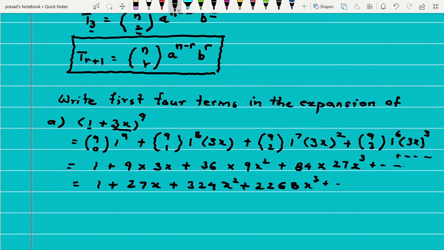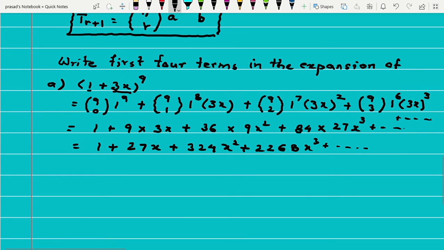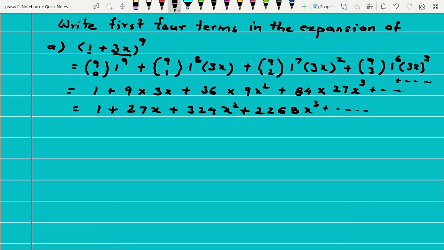So these are the first 4 terms in the expansion, and as last time we have seen, when the power is 9 totally, there will be 10 terms. So we will be writing only the first 4 terms. Okay, take the second problem here.